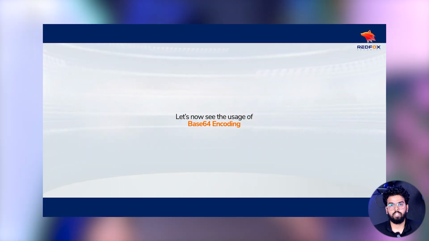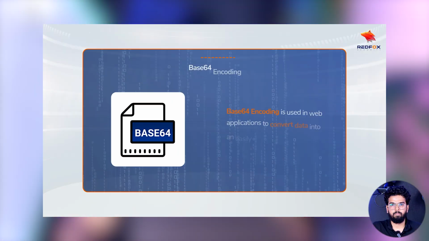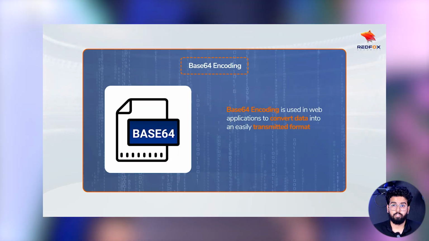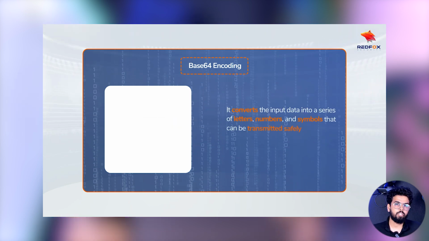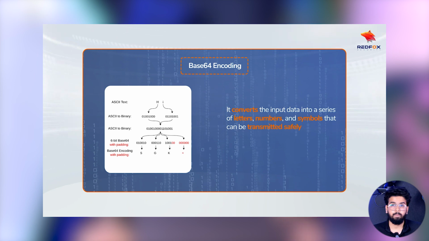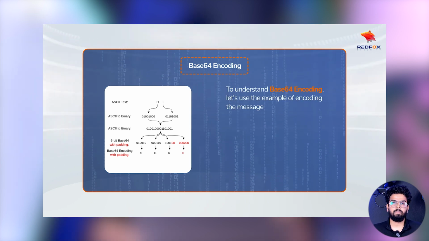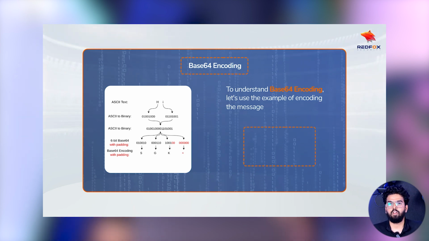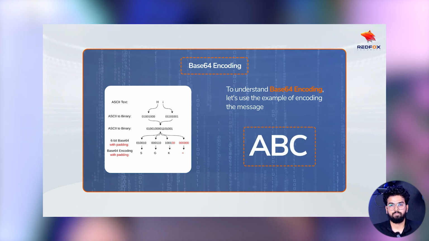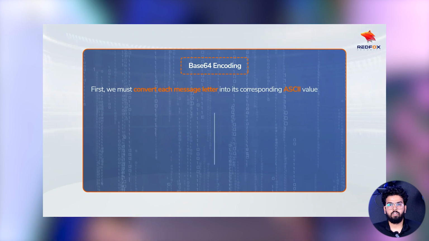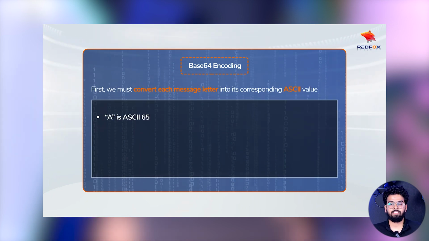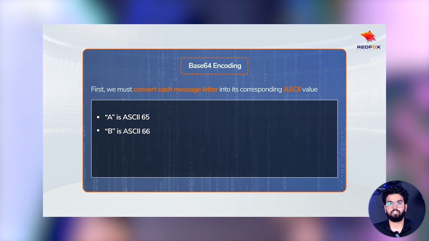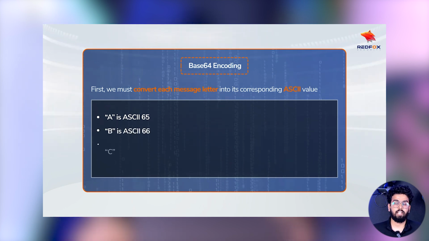Let's now see the usage of base64 encoding. Base64 encoding is used in web applications to convert data into an easily transmitted format. It converts the input data into a series of letters, numbers, and symbols that can be transmitted safely. To understand base64 encoding, let's use the example of encoding the message ABC. First, we must convert each message letter into a corresponding ASCII value. A is ASCII 65, B is ASCII 66, C is ASCII 67.